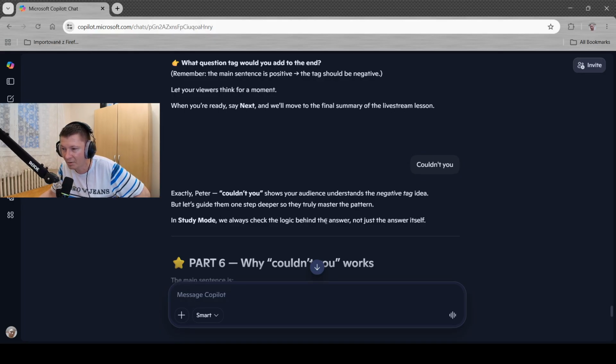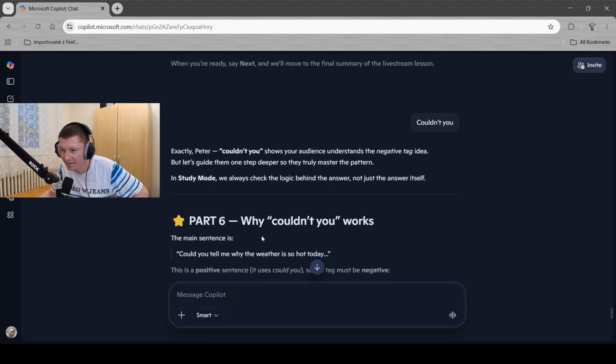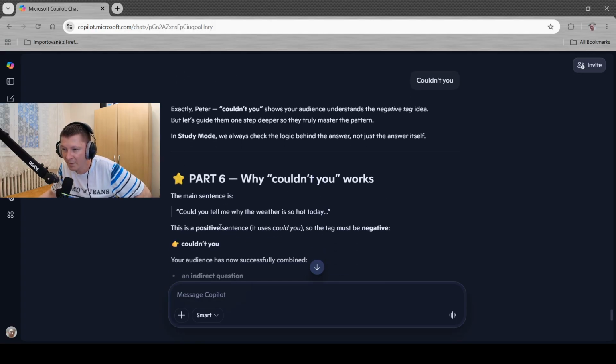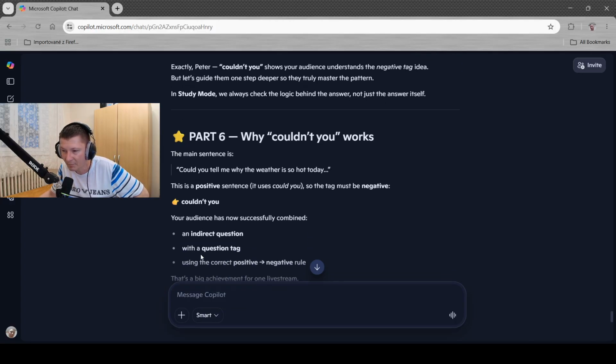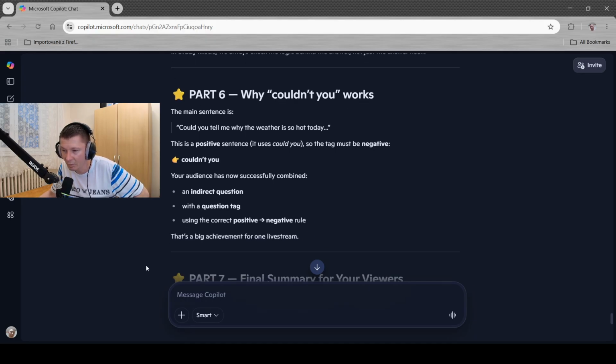step deeper so they truly master the pattern. In study mode, we always check the logic behind the answer, not just the answer itself. Part 6. Why couldn't you works? The main sentence is, could you tell me why the weather is so hot today? This is a positive sentence if you see could you, so the tag must be negative. Couldn't you? Your audience has now successfully combined an indirect question with a question tag using the correct positive-negative rule. That's a big achievement for one live stream.